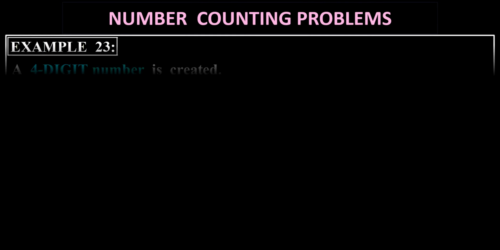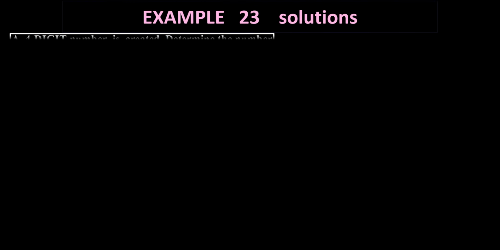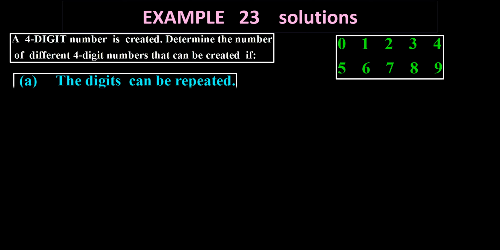Let's look at another digit problem here, but in this case we're going to look at numbers, not digits. We say a 4-digit number, not a PIN code. And here we have some questions. Digits can be repeated, not repeated, and we're going to look at each one individually. Let's look at the first question here. We want a 4-digit number. So those are the digits we can use. And it says the digits can be repeated.